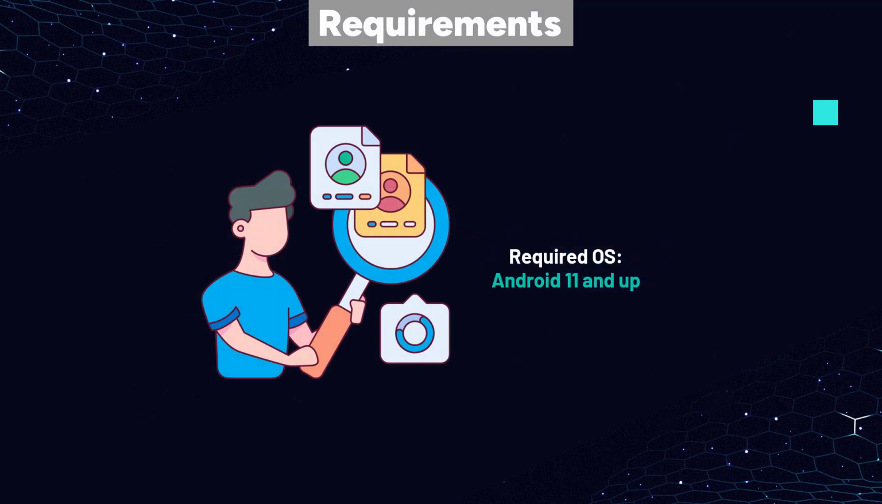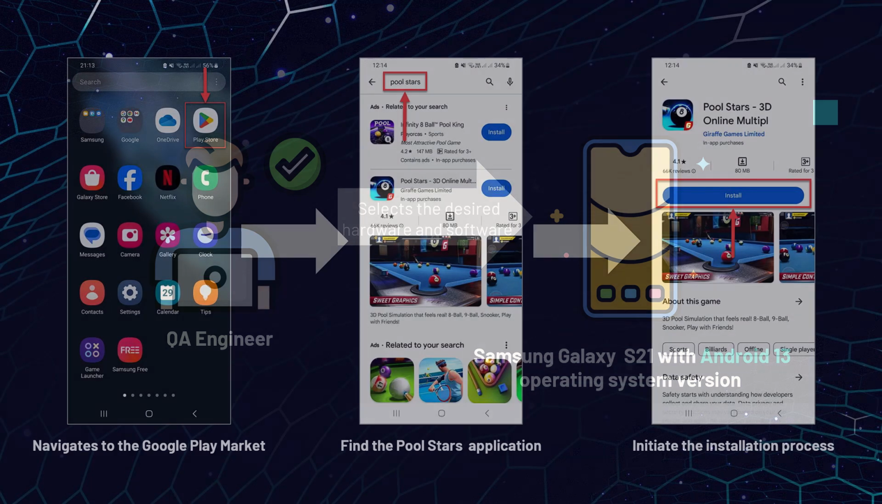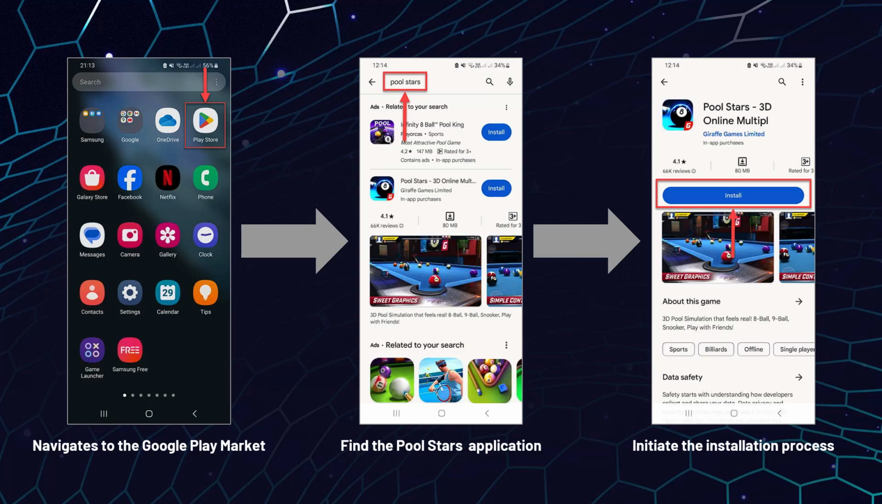According to the requirements, the application should be supportable on a range of devices and operating systems, such as required OS Android 11 and higher. For this reason, the tester selects the desired hardware and software mentioned in the requirements. For instance, a Samsung Galaxy S21 with Android operating system version 13. Then the QA engineer navigates to the Google Play Market, finds the Pool Stars application and initiates the installation process.